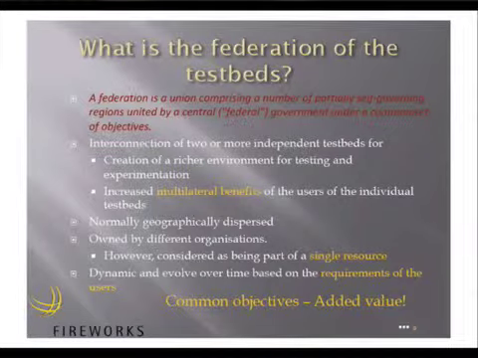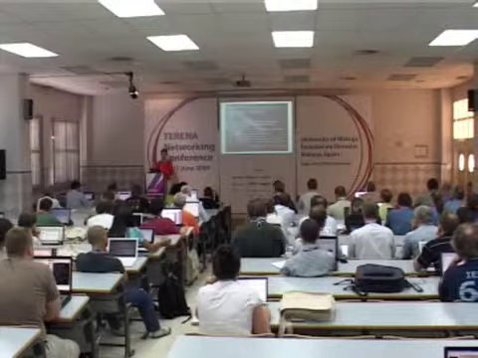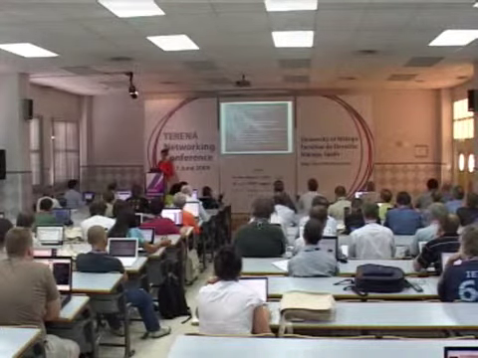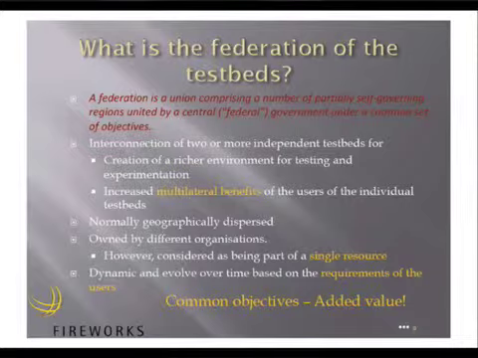So, I'm talking again about federation. There are nice definitions of federation, like that it's a union comprising a number of partially self-governing regions united by a central government under a common set of objectives. It needs to have a common set of objectives, and multilateral benefits, so we don't want to federate for the sake of federation. We need to have a reason for that, and we both need to have a reason for that. But yet, if we decide to federate, it means that we need to compromise something. To be seen as a single resource, we need to have a common government.